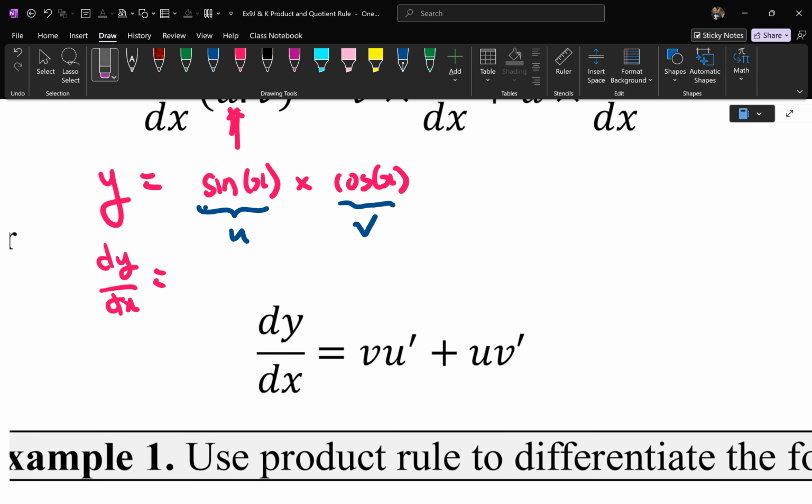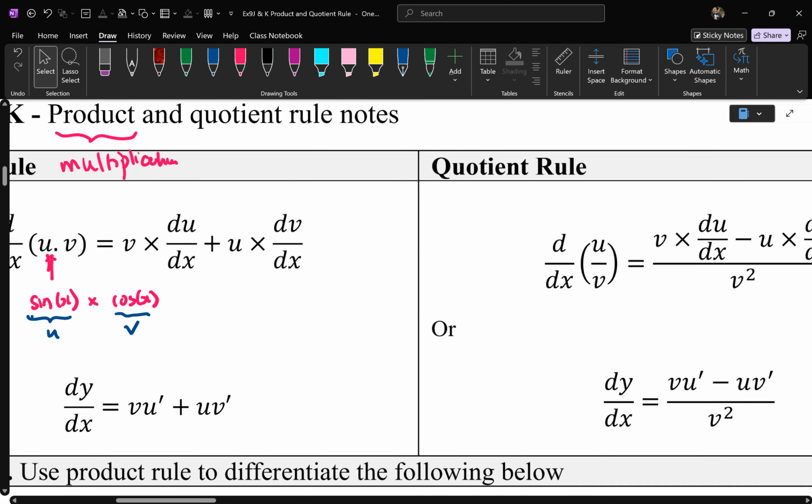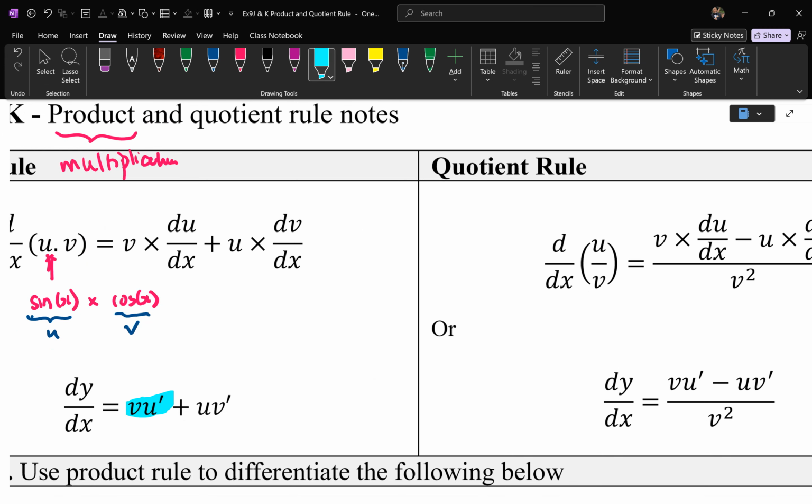Now, notice in the formula I purposely did this differently to your textbook. I put vu dash first. It might look like an accident, but your textbooks would normally write it as uv dash plus vu dash because it's in order, u before v. The reason I wrote it as vu dash first is because when you're adding, it's commutative, meaning it doesn't matter about the order. But in the quotient rule, subtraction does. It does matter if it's vu first or uv first.